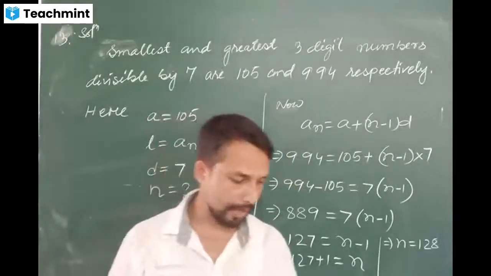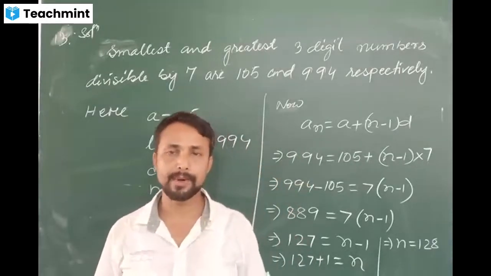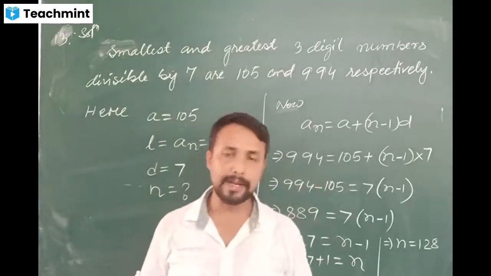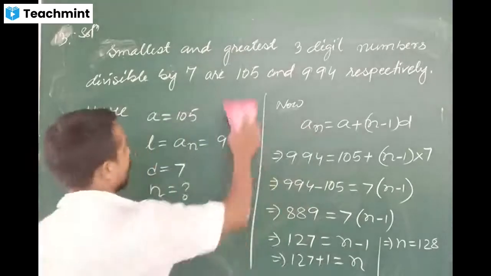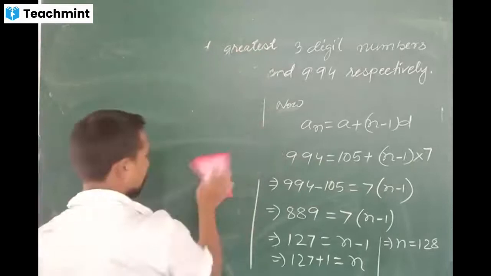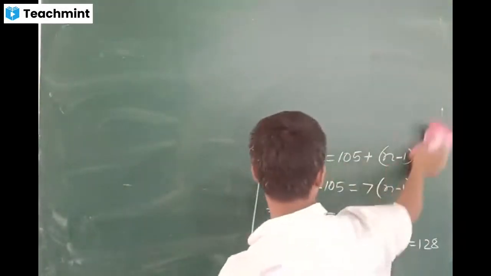Let us find out question number 15. For what value of n are the nth terms of two APs equal? Two APs are given: 63, 65, 67 and so on is one AP, and another AP is there. The nth terms of these two APs will be equal.